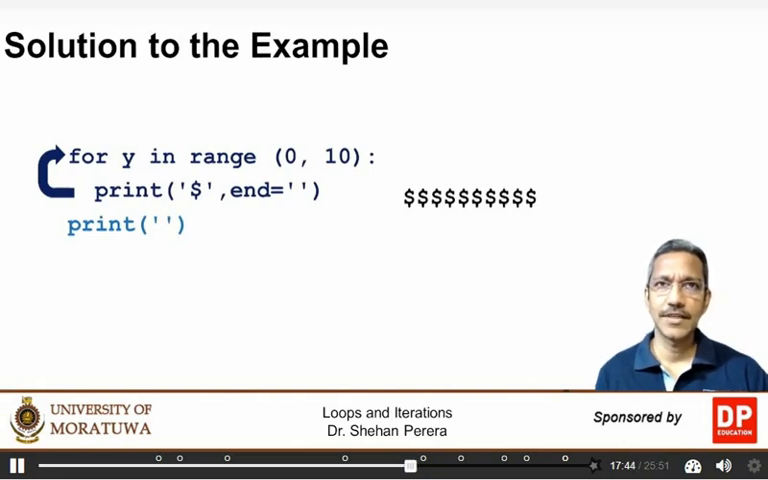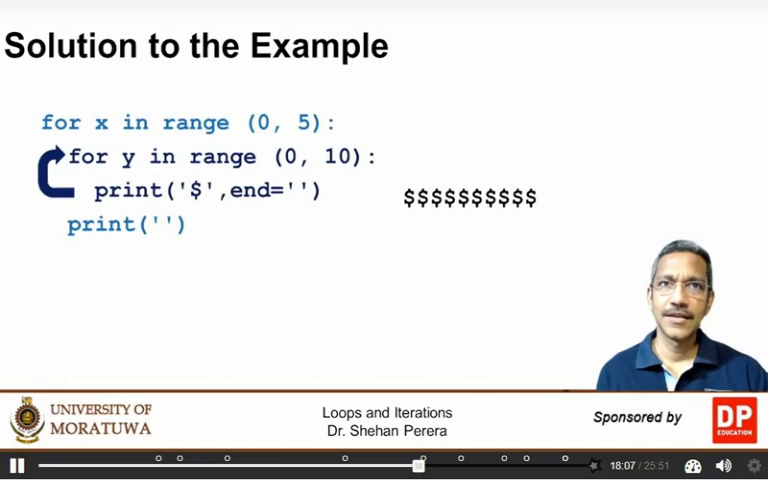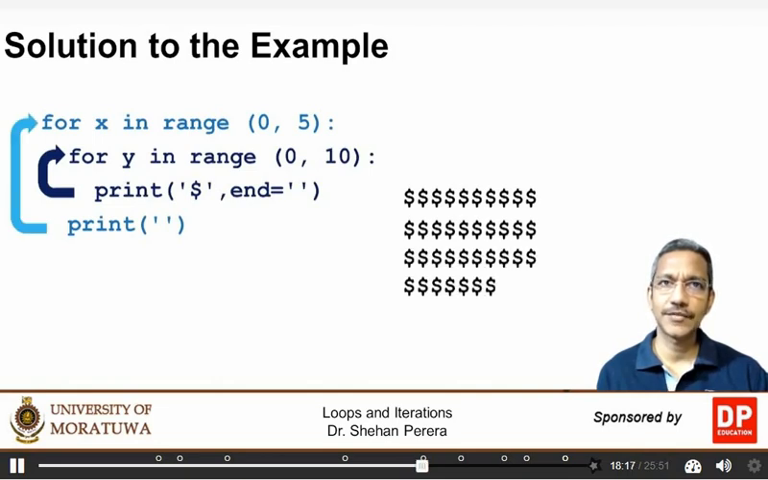Now that we have one line of dollar characters, and we have also put a print statement to make sure that we go to the next line, we need to print 5 lines of these dollar signs. How can we do that? To do that, we can put another for loop outside this inner loop, where we say for x to go from 0 to 5, so that we can get 5 lines of the 10 dollar characters printed as we want. And when we execute this, what will happen is it will print the 5 lines of dollar characters that we want printed.